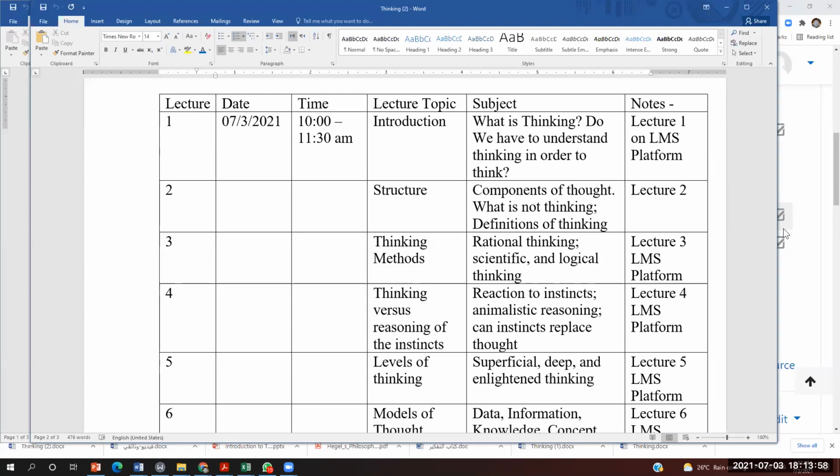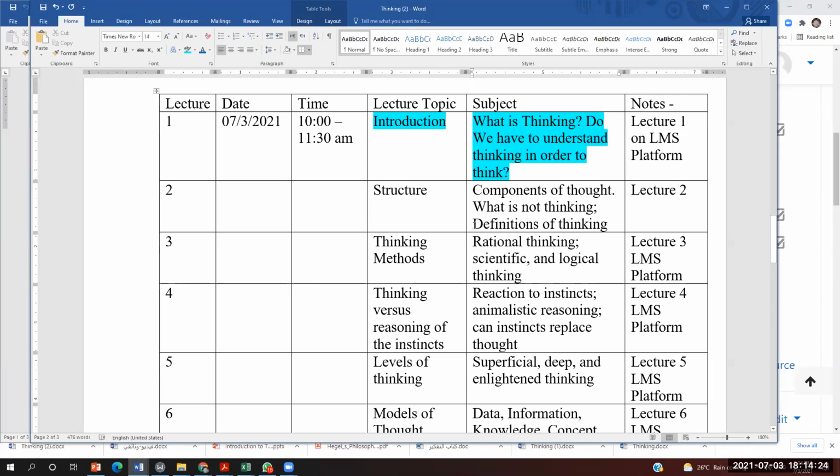Okay. Yes, it should be 5 weeks. It's about 10 lectures. So we have the introduction, which I will go over today. Let me mark this with blue, so I know that I will be talking about it. Then we'll talk about the next lecture. I will go about the components of thought, what is not thinking, and how we define thinking.